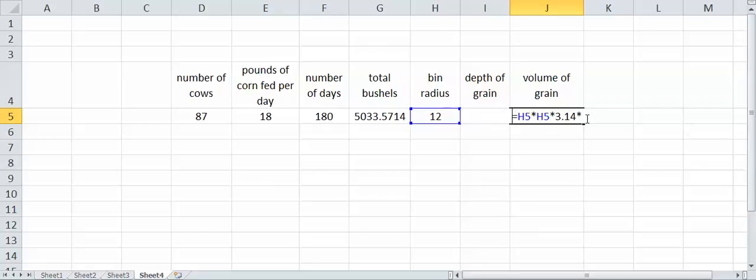Click the wrong cell there. Guess we'll get to do it over again.